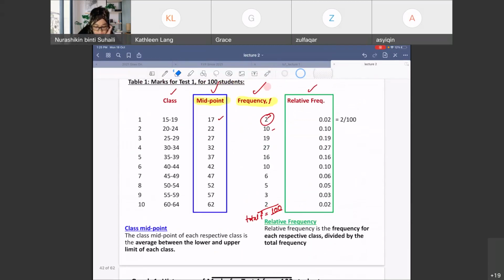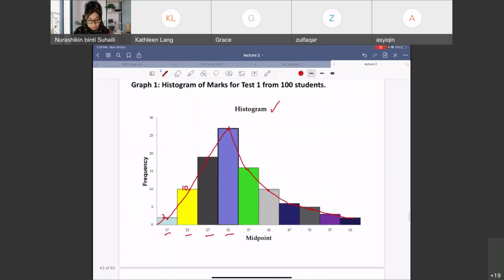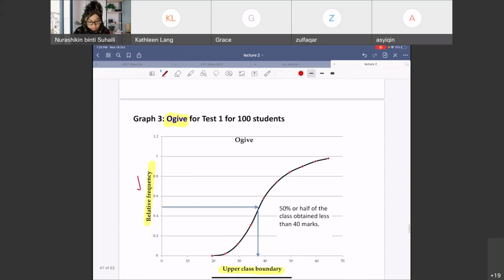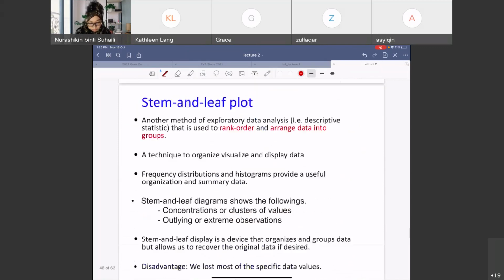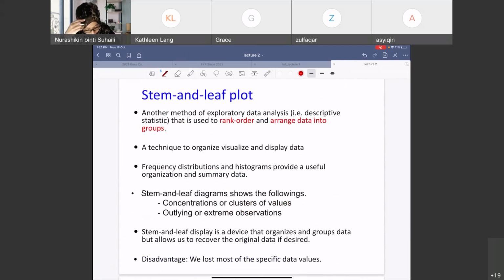Okay, for every class, you have to create one column and find the upper class boundary. The upper class boundary is the class limit plus 0.5. Let's say here is 19.5, 24.5, the upper class boundary, 29.5, and so on until 64.5. Those are the values that you use to construct the ogive, and it will look like this curve, okay? Right, that's the ogive. And then we have the stem and leaf plot.